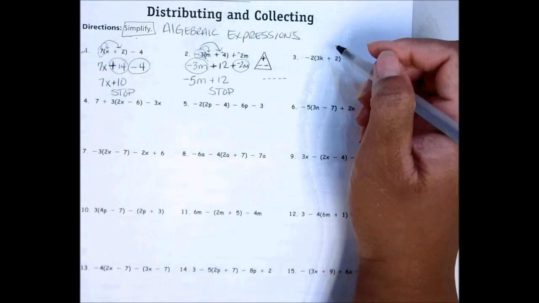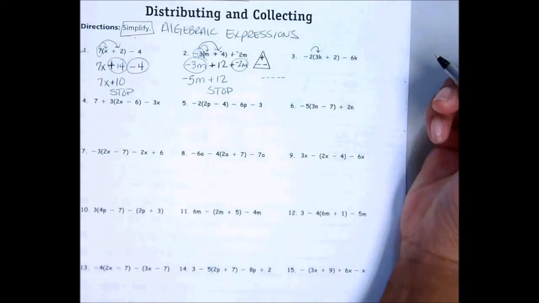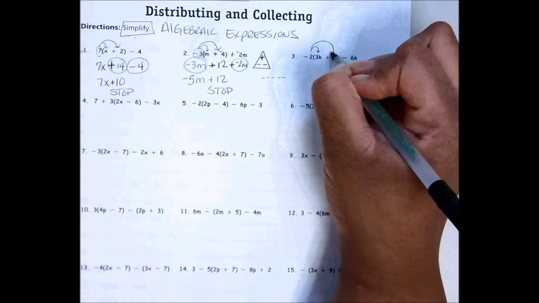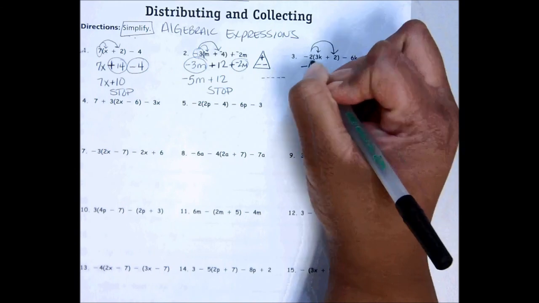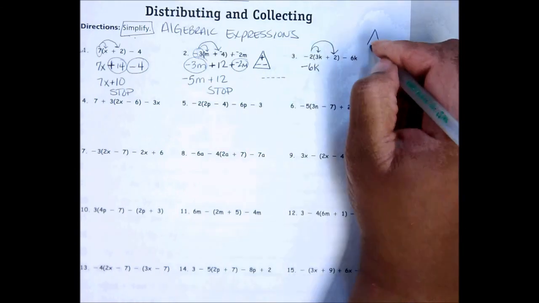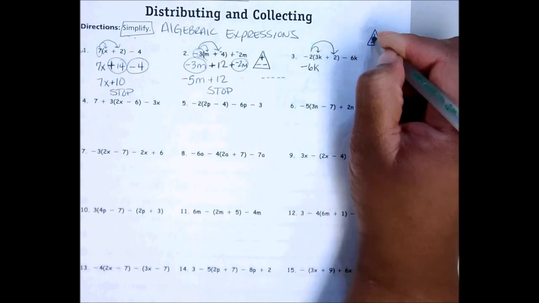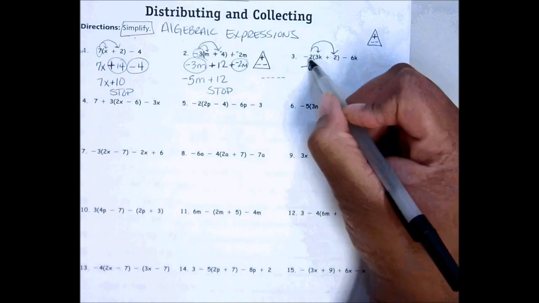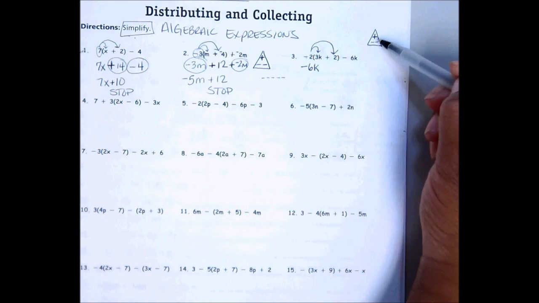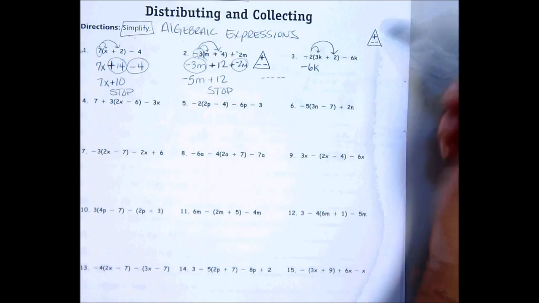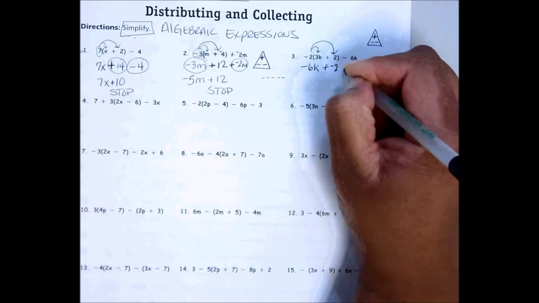Number 3. Let's do negative 2 times 3k, negative 2 times 4, so negative 6k. Uh-oh. Do I write a plus sign here? Do I write a negative sign here? What is going on? Well, this is a negative times a positive. So a negative times a positive is a negative, and that's how this works. So I need to write plus a negative 2 minus 6k.